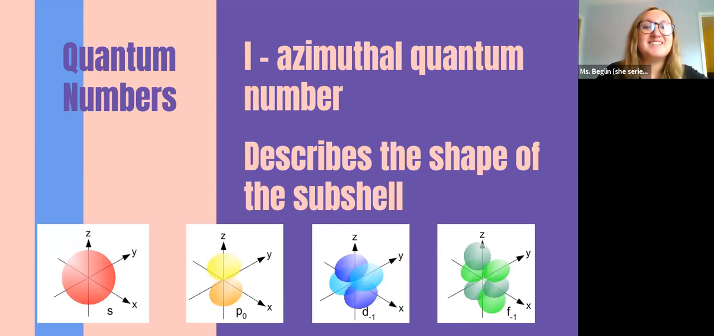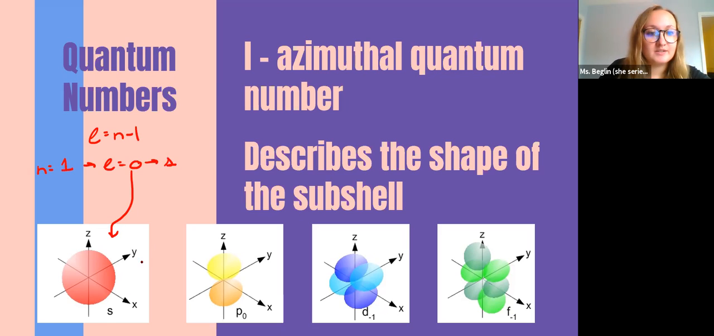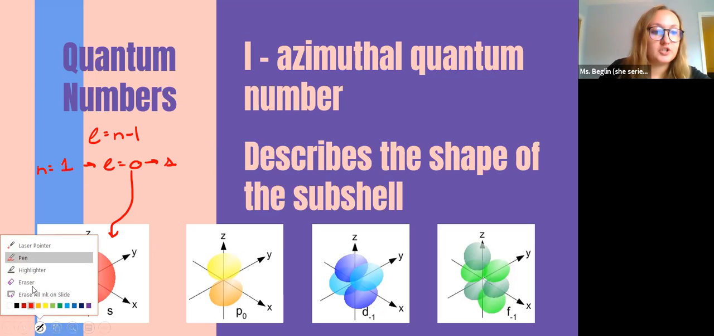The next quantum number is L. It is the azimuthal quantum number. It describes the shape of the subshell. L is always equal to n minus 1. So for our first energy level where n equals 1, L is equal to 0. And that corresponds to our S shape, or our sphere shape.